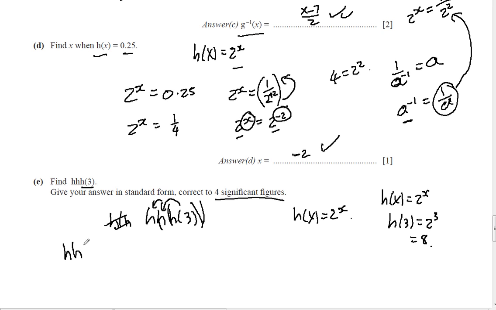So h of 3 is actually the same as 8, so we need h of 8, as we saw over here. So what is h of 8? h of 8 is going to be 2 to the 8, and that is pretty big.